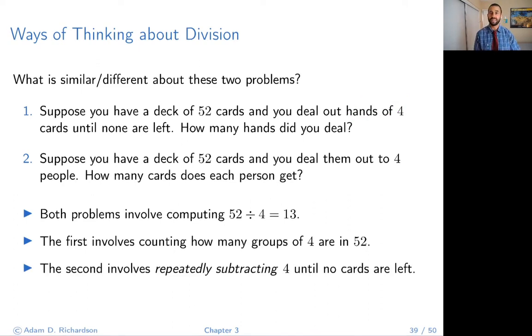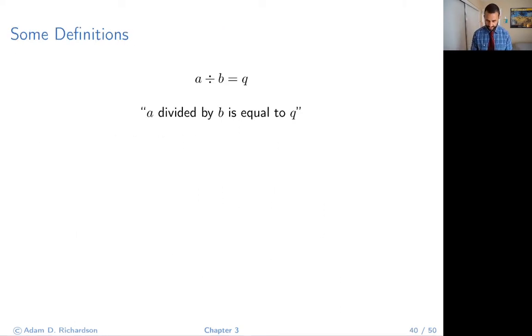The second question is slightly different in structure. The second question involves repeatedly subtracting 4 until no cards are left. So that one's like going 1, 2, 3, 4. 1, 2, 3, 4. 1, 2, 3, 4. You see what I mean? So you're repeatedly subtracting 4 until you don't have any more cards left. So it's slightly different contextually, right?